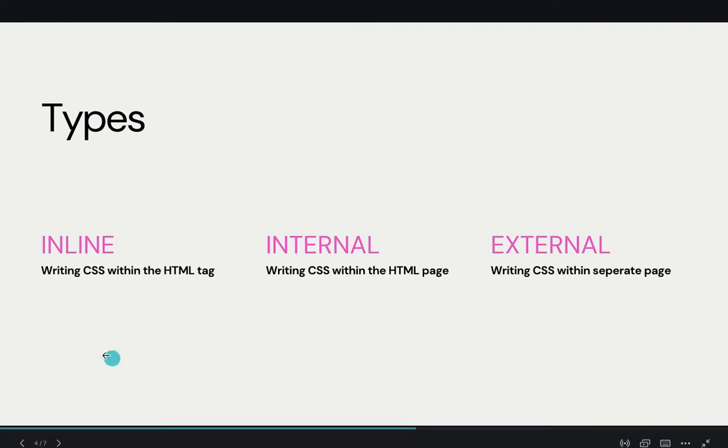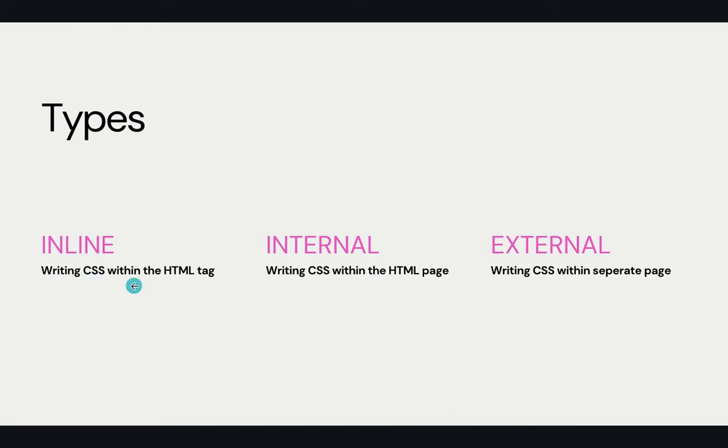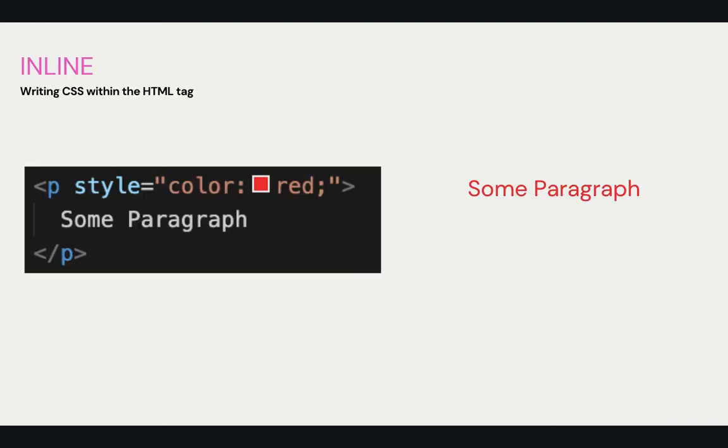So the very first type is inline CSS. You can see that it is CSS which can be written only in the HTML tag. So within a tag you have to write the CSS property. In internal CSS you will be writing CSS within that HTML page. And in external CSS you will be writing CSS properties in a separate page. So we'll see in detail how to write this CSS in three different ways.